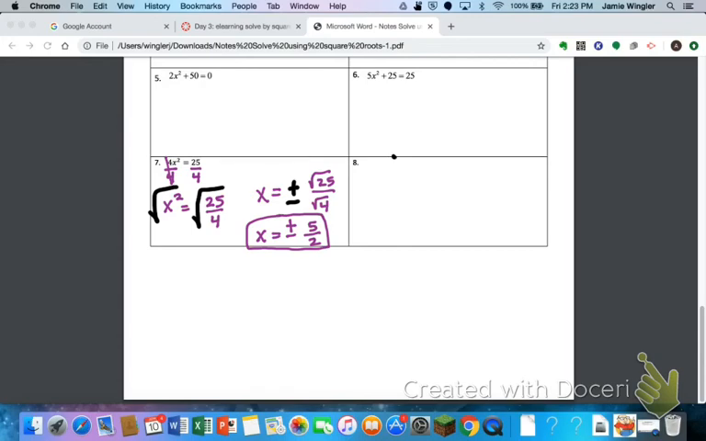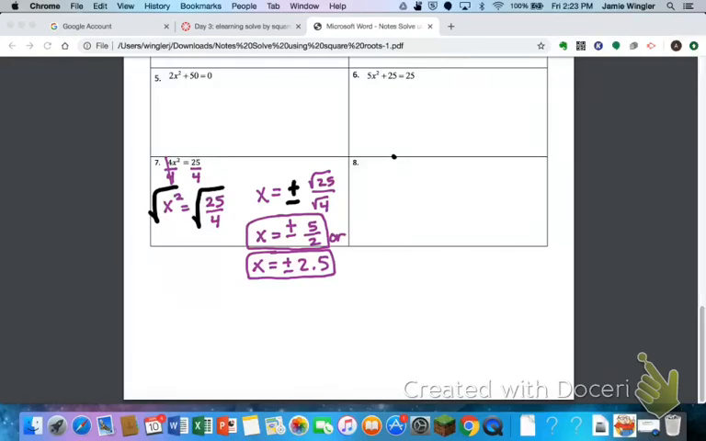I am okay if you did this on your calculator, if you write your answer as a decimal. So I would take that answer also. So if you don't like the fractions, go ahead and take the square root of 25 divided by 4 and write that decimal.